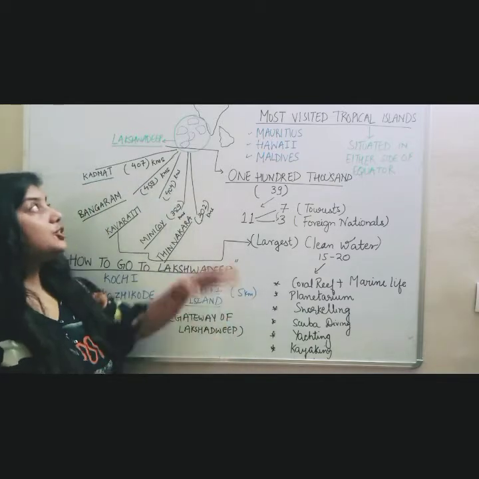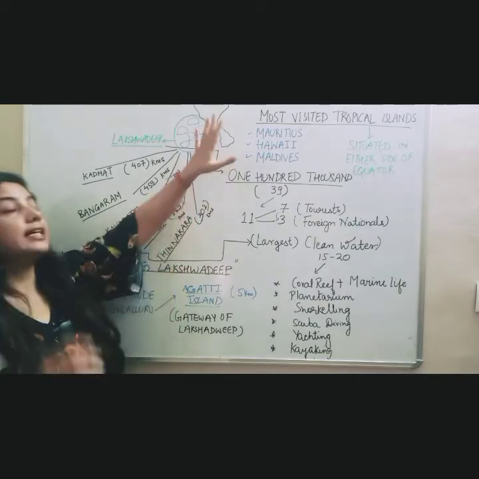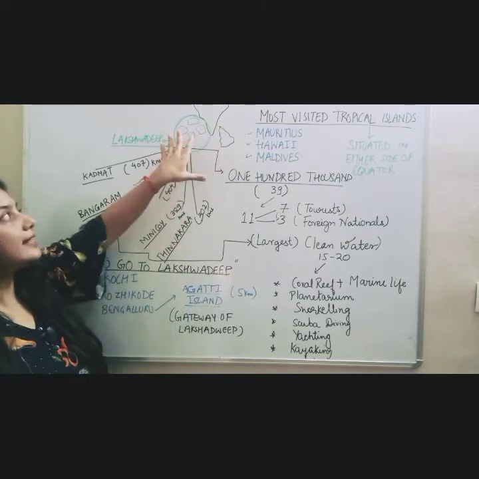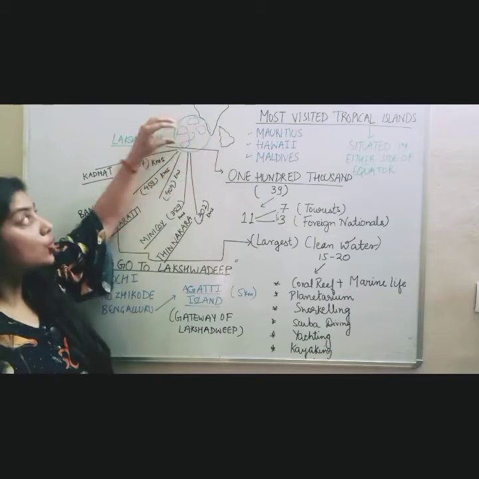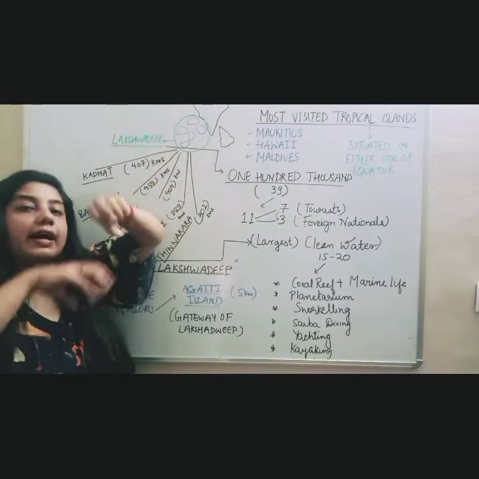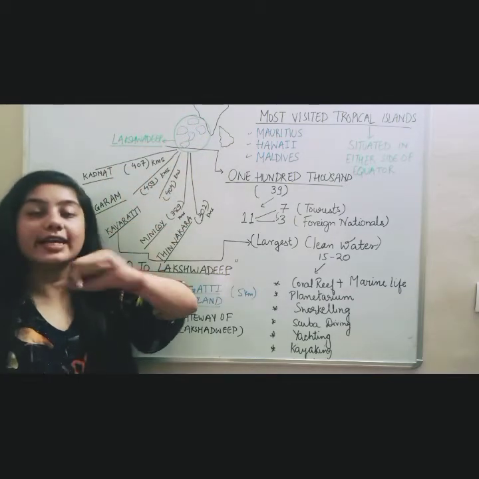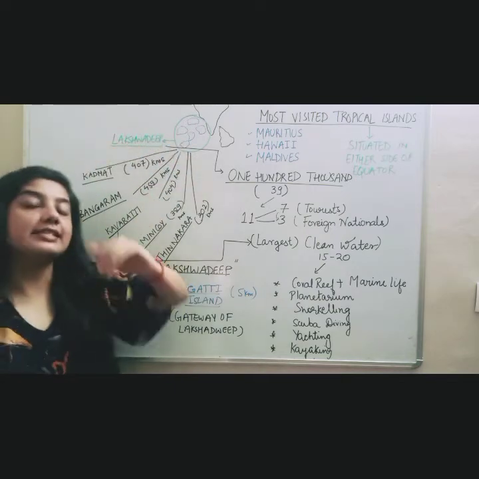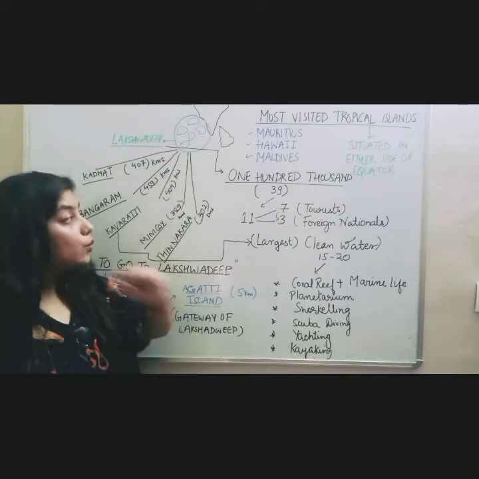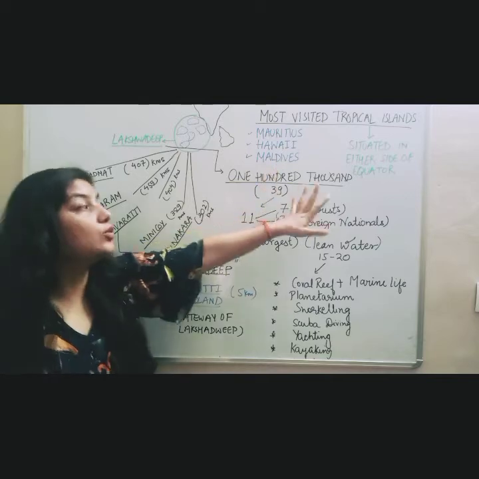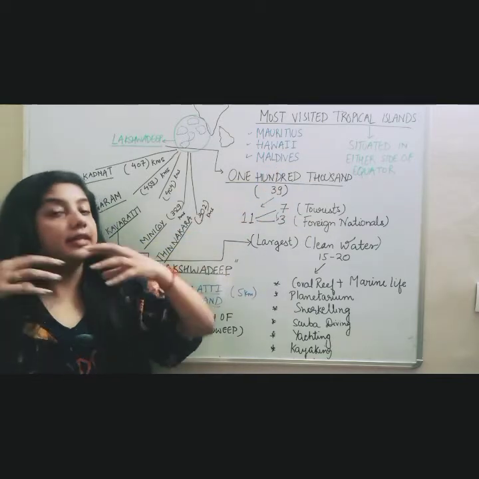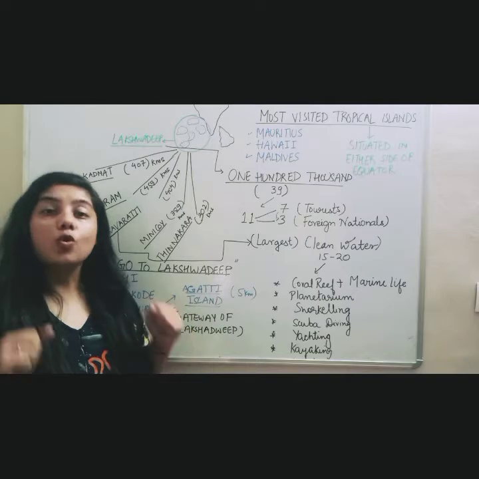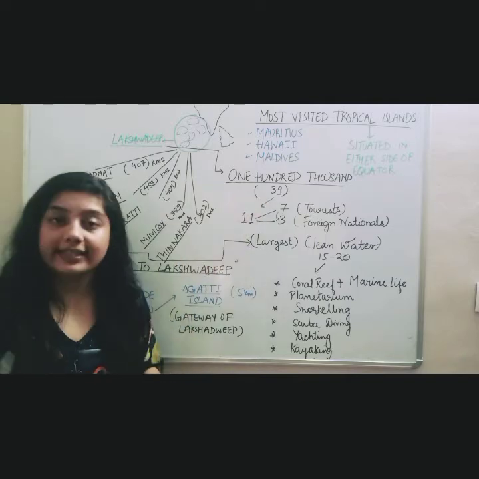I have drawn a short map here. If you can see, this is an India map. Just at the bottom south, there are certain blocks made. These are groups of islands, and these groups of islands combine to form Lakshadweep. The name Lakshadweep is derived from a Sanskrit word which means 100 and 1000 islands. It is a number. Lakshadweep means 100 and 1000, but in reality Lakshadweep has only 39 islands.